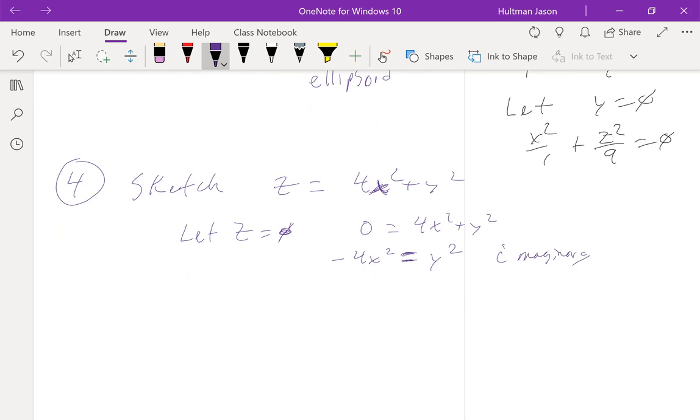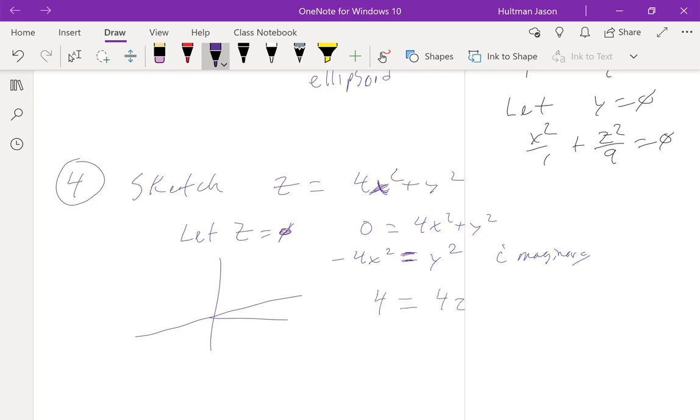Is there a different z value that I might want to use? I don't have to use the trace that's directly on the plane. I could use a trace higher up. The traces just have to be parallel. Let it be equal to 1. There's actually a better choice here than 1. Let's let z equal 4.